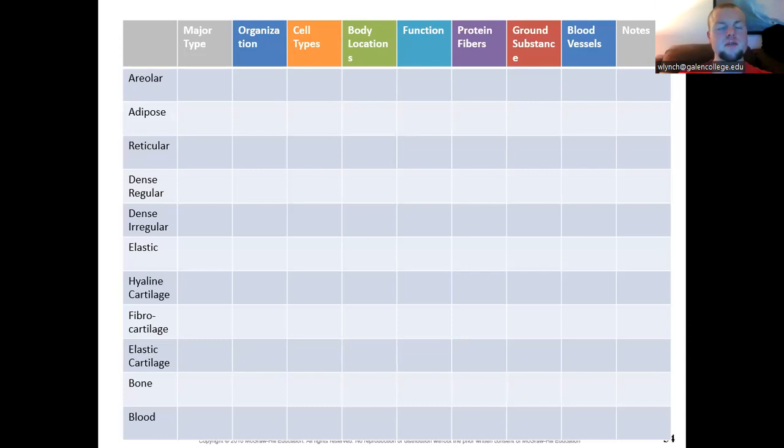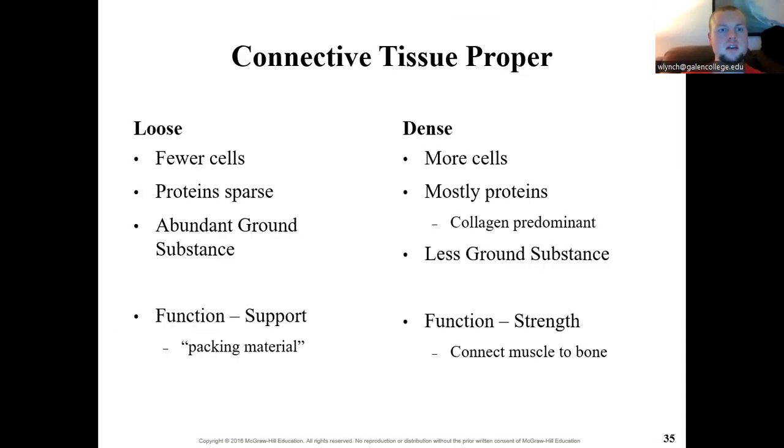So here is our chart for these connective tissue types. Connective tissue proper is either going to be loose or dense. Loose is going to be what you would think it would be. For being loose, it's going to have fewer cells. It's going to be more sparse. It's going to have more ground substance. It's going to look more fluid. For dense, it's going to have very tightly packed cells. It's going to have more protein, more substance, and less ground substance. So loose is going to be more supportive. Dense is going to be stronger, with more tensile connection.